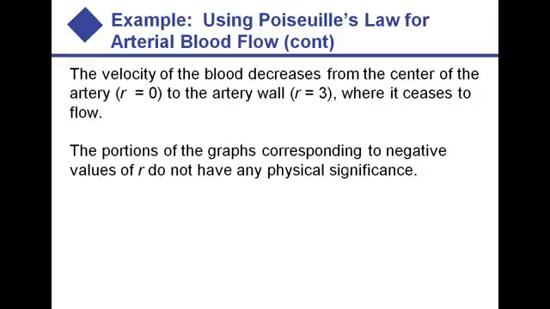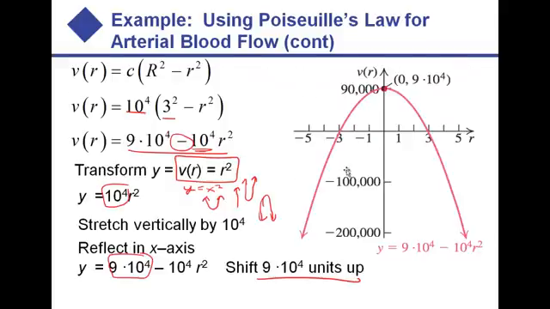Now, something to keep an eye on is that portions of the graph corresponding to negative values of r don't really make sense, because this is no longer just an equation, it's a function. It's supposed to model real world things, and it's a function in terms of r being distance from the center of this artery. Well, that artery had a radius of 3, so really your distance can only go from 0 to 3. So the only part of x that matters is right there. Any x less than 0 doesn't make sense. How can you be a negative distance from the center? And then any distance greater than 3 also doesn't make sense, because then you'd be outside the artery.